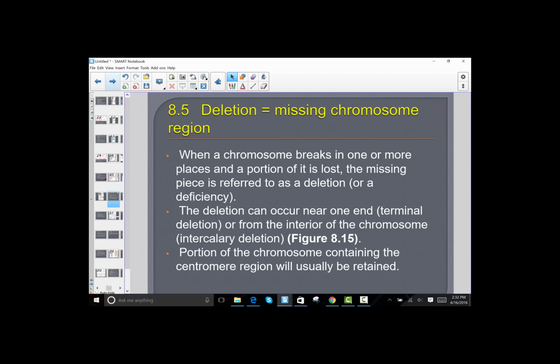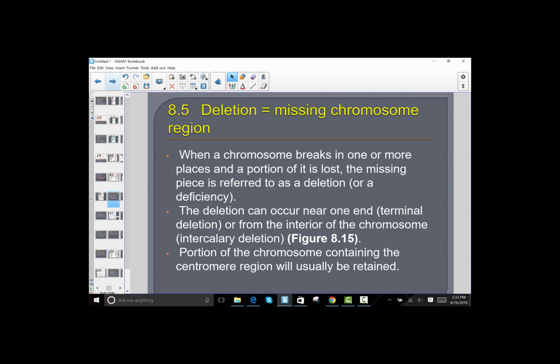All right, so let's talk about deletions. Deletions are missing chromosomes, and so our missing chromosome is basically when we have a chromosome that breaks in one or more places, and then a portion is lost, but the portion can be either terminal or in the middle. So if a portion is lost, the missing piece is referred to as a deletion. Sometimes you will actually see it called a deficiency as well. And the book kind of moves back and forth between these two terms. So you'll see deletion, but you'll also see deficiency, which is why I'm presenting both of those.